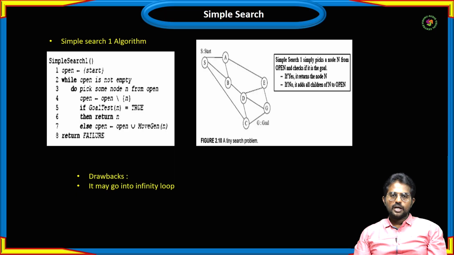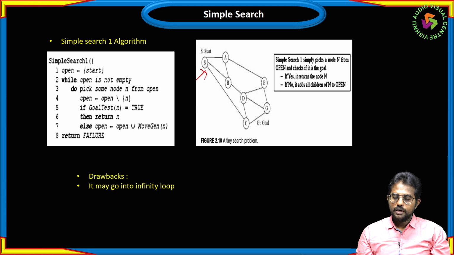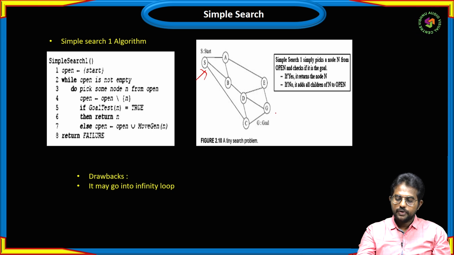We are going to use those moveGen and goal test functions in all the algorithms, in the simple search algorithm and also the uninformed search algorithms. Coming to the simple search algorithm, our main task is very simple: we have to find a particular goal node in the given graph. In this example, they have given a graph, which is called the tiny search problem. The start node is S, and we have to find the goal node, which is G.